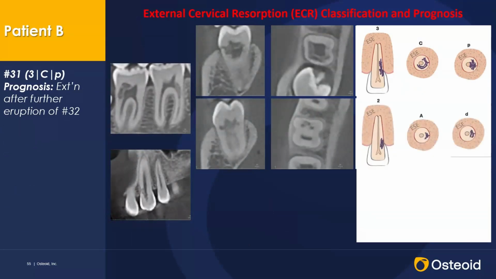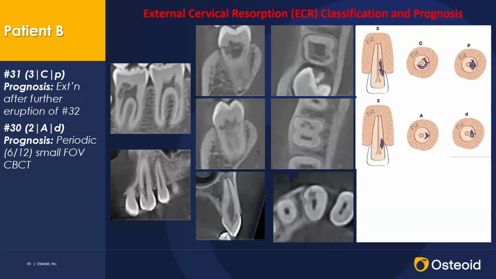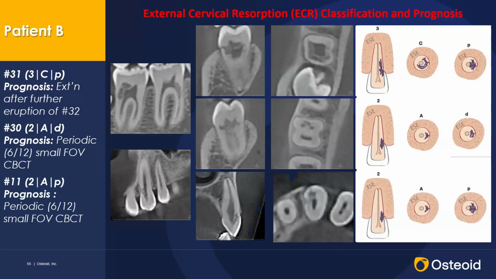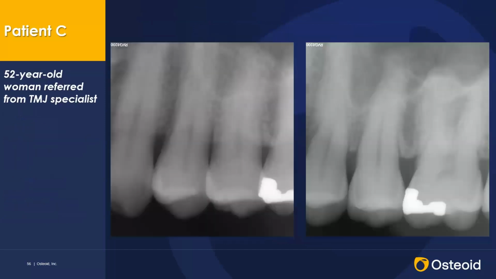This would be classified as a 2AD because it's not extended to the pulp yet. It's close to, but not there. And we've got a third area on this particular tooth, which is number 11, and that's classified as a 2AP, and that's going to undergo periodic assessment by cone beam CT.